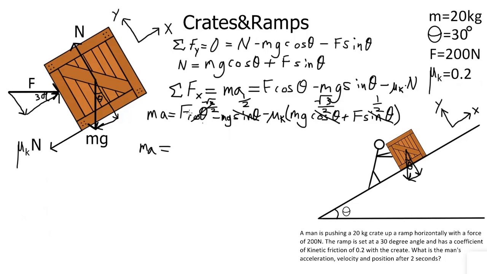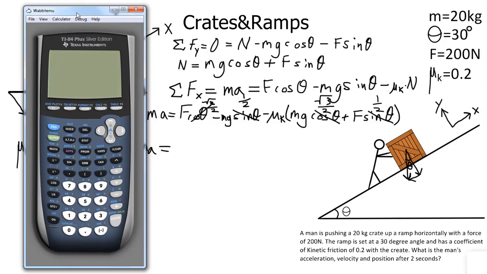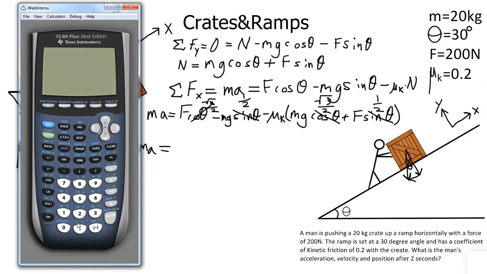So now you can start plugging in numbers. So we're going to have basically 200 times the square root of 3 over 2. So really that 2 is going to cancel with this 2, make it 100. So it's going to be 100 times the square root of 3. And then it's going to be minus, and then we have 20 for our mass times 9.81, and then divided by 2, because it's a half.